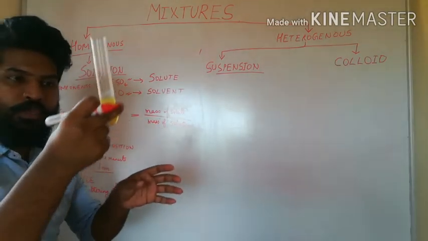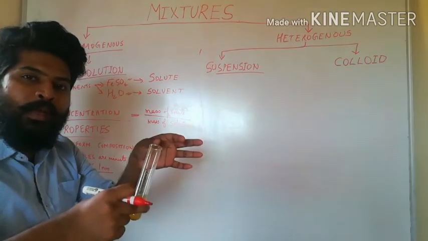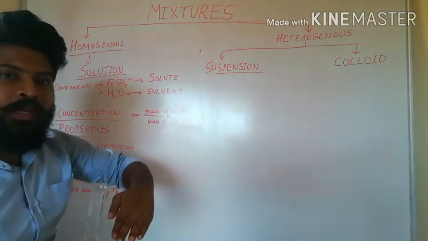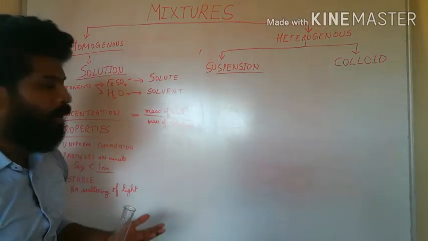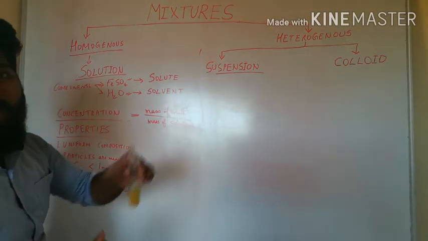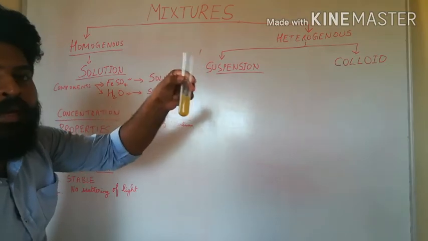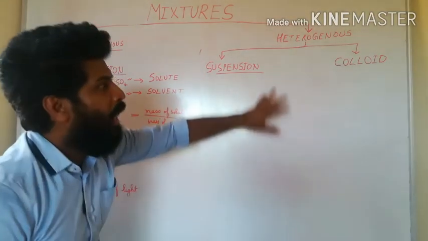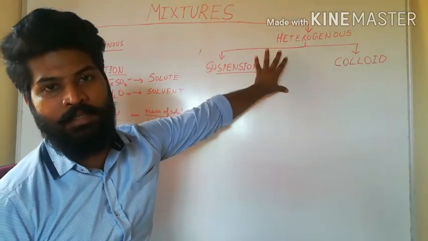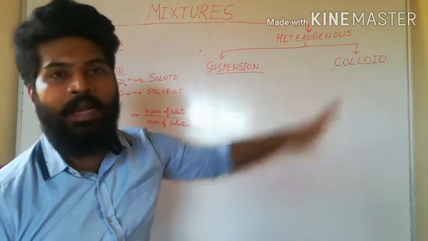Because the particles are small, we cannot separate the solute and the solvent by filtration. If I pass this solution through a filter paper, will I get water and ferrous sulfate separately? No, right? So you cannot separate the solute and solvent by filtration. Let us now go to heterogeneous mixtures, that is suspension and colloid.